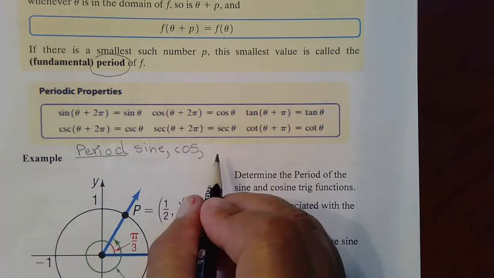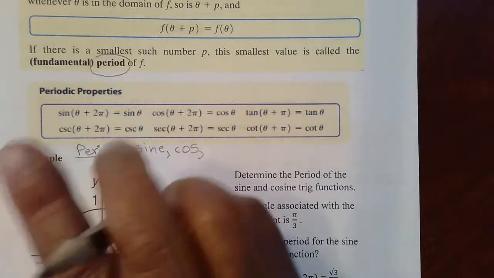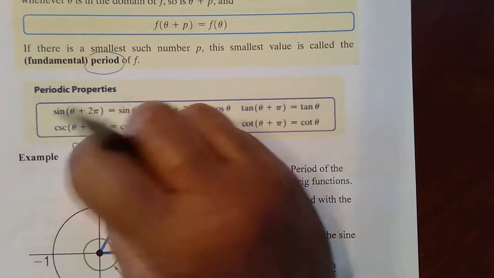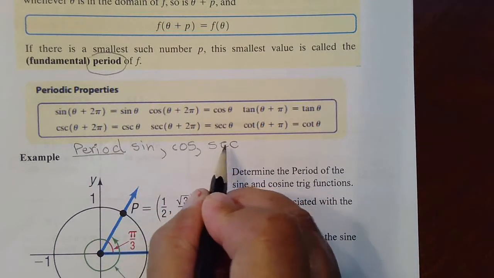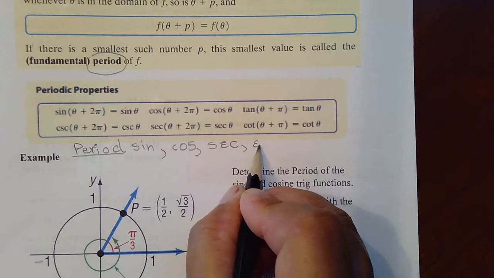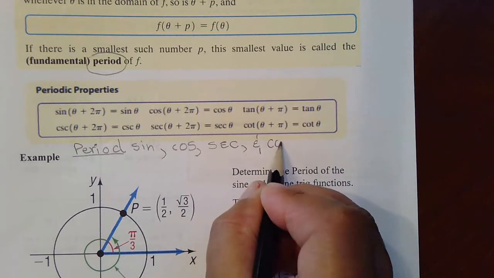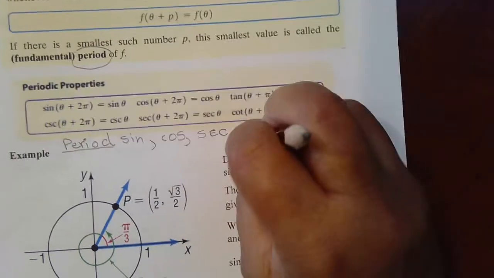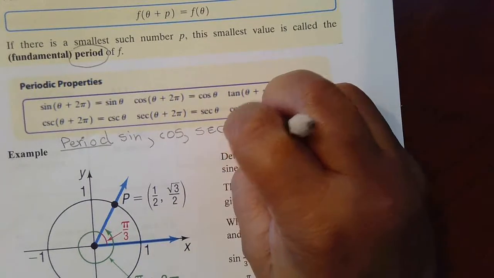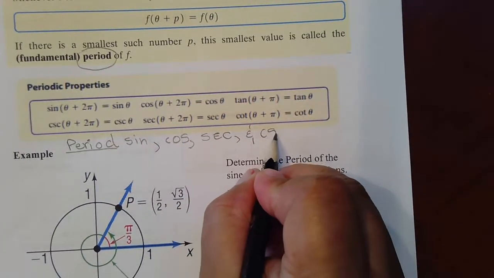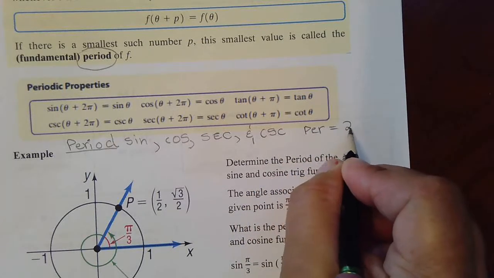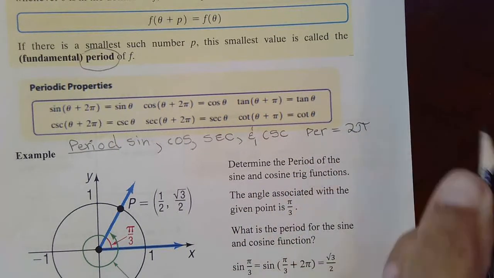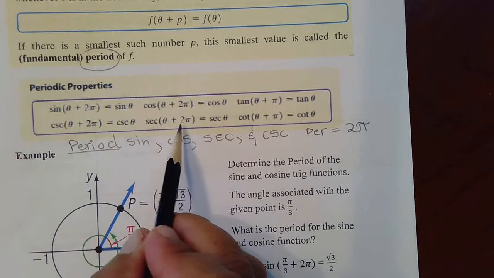Secant and cosecant, because they're related to sine and cosine. Let me just write this like this. So for sine, cosine, secant, and cosecant, the period is 2 pi. And that's what they're trying to show you here with this 2 pi here, here, here, and here.